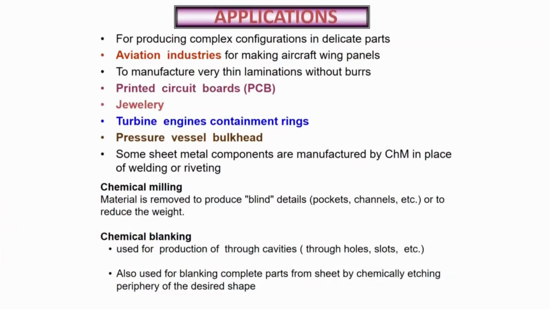In the aviation industries it is used extensively for making aircraft wing panels. These aircraft wing panels have certain curvatures, and these are very big panels. These big panels can be made by the chemical machining process.